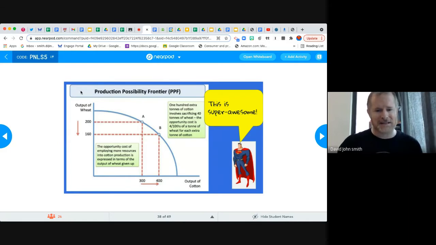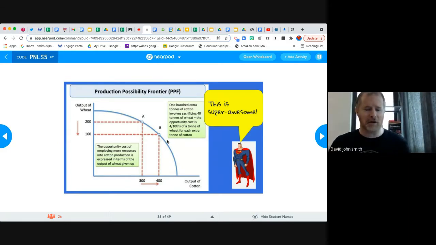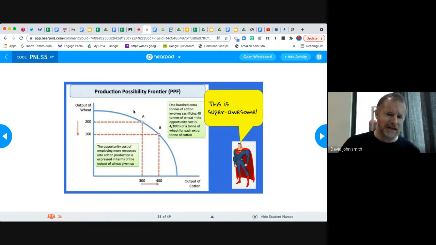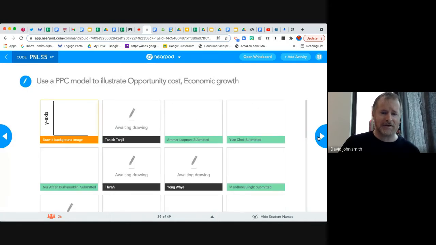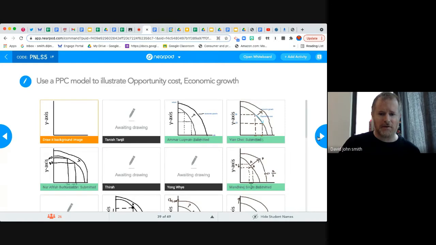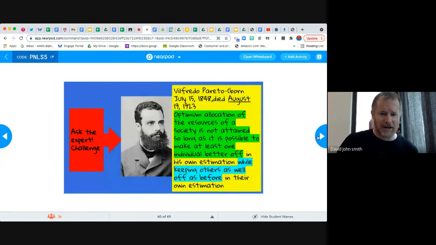So we had a discussion about these PPC curves. There are going to be more conversations, because this idea that we can shift the PPC curve out is going to illustrate the idea of economic growth. And then if we have, like we have at the moment, declining economies, shrinking economies, that would be the PPC curve shifting inwards, which isn't a good thing either. Right, so you've drawn your PPC curves, you've illustrated opportunity cost and economic growth. That's good practice to be able to do.